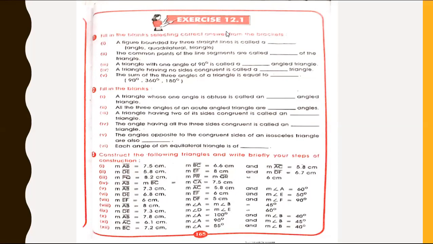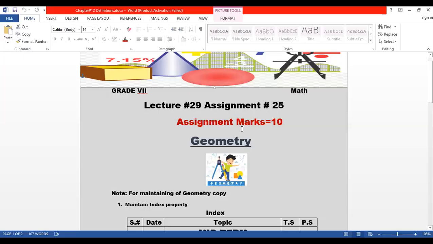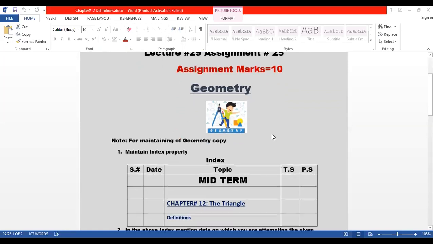I hope that today's lecture is properly clear to you students. So students, this is lecture number 29. Ryan, what are you saying? I cannot understand. Can you please repeat the question again? Okay, so this is lecture 29 and assignment number 25. And what is this assignment?